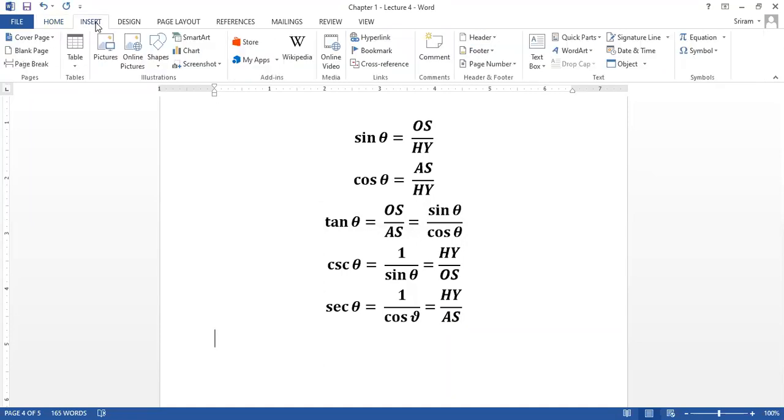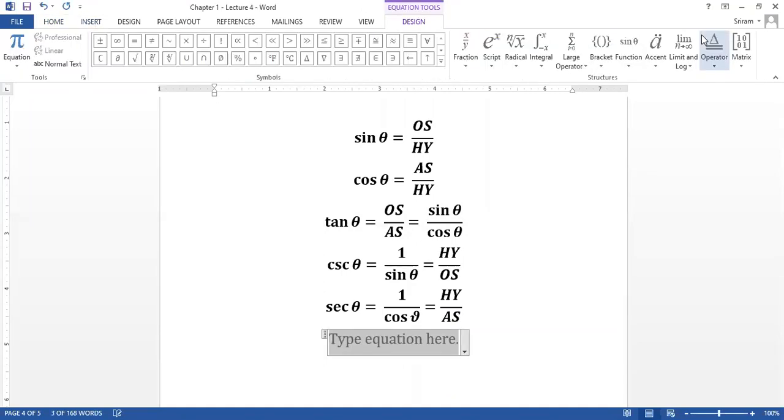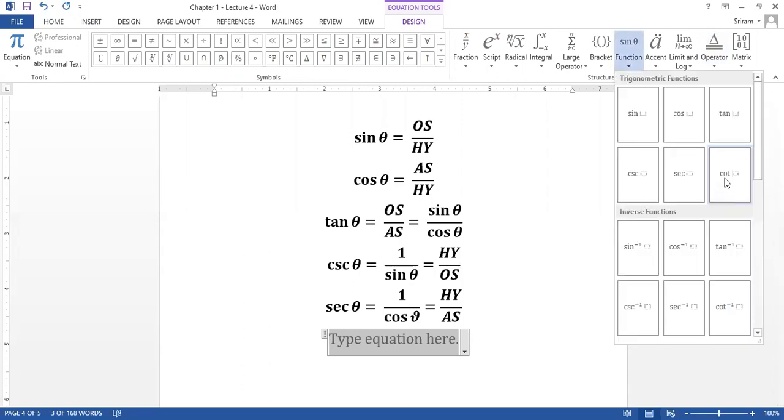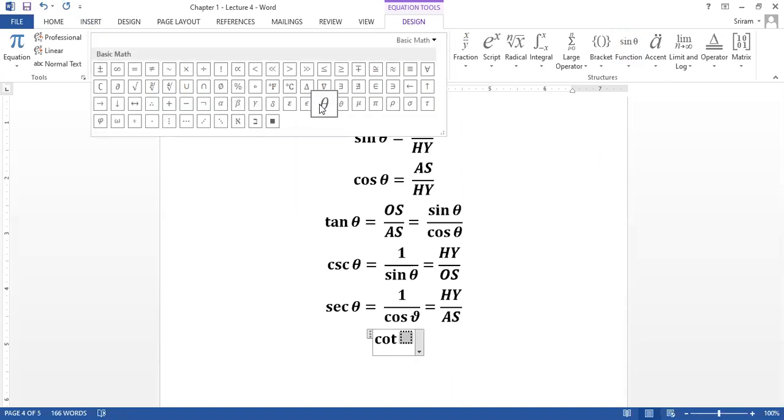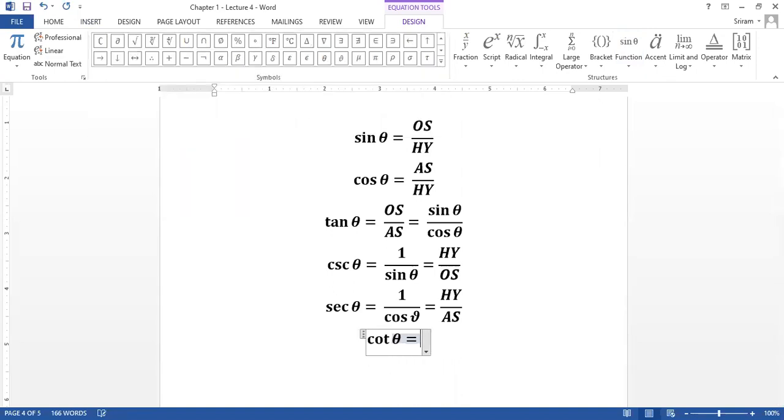The last one is the reciprocal of tan theta, which is called cot theta. Cot theta is nothing but the reciprocal of tan theta. This is nothing but 1 by tan theta.